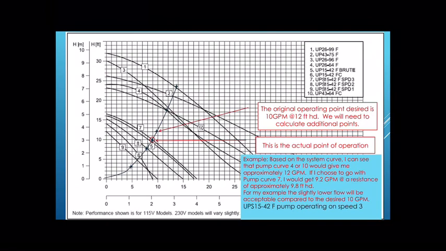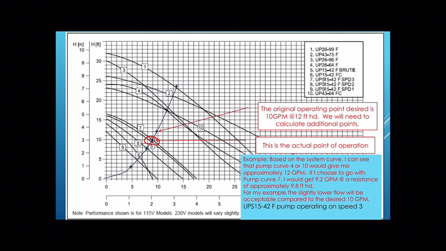So what does that look like? When I punched this out on the iPad, on the computer as I was doing this, I figured out that my actual point of operation would be right here at this circled point for pump 7, wherever that star is on there.